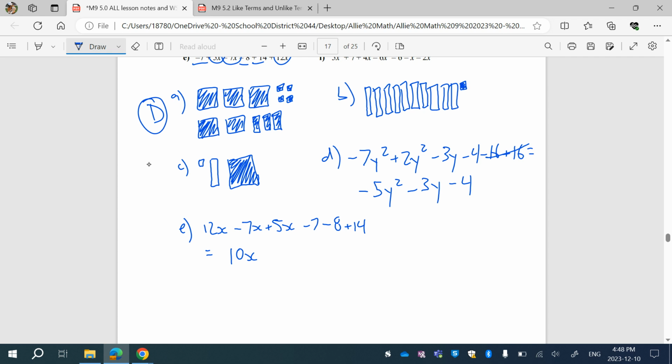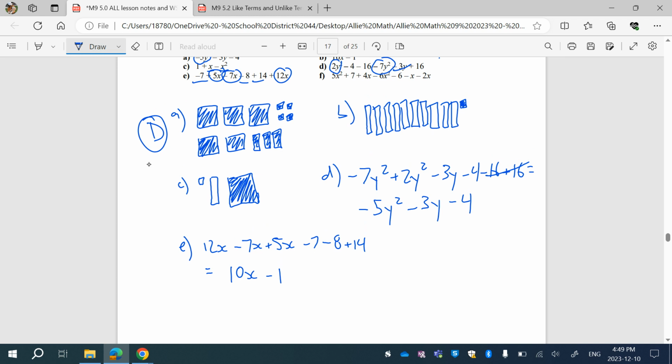And next we have negative 7 subtract 8 is negative 15, plus 14 is going to be negative 1. So that looks like here we got our 10x. We have our negative 1, so this is going to be the same as B.